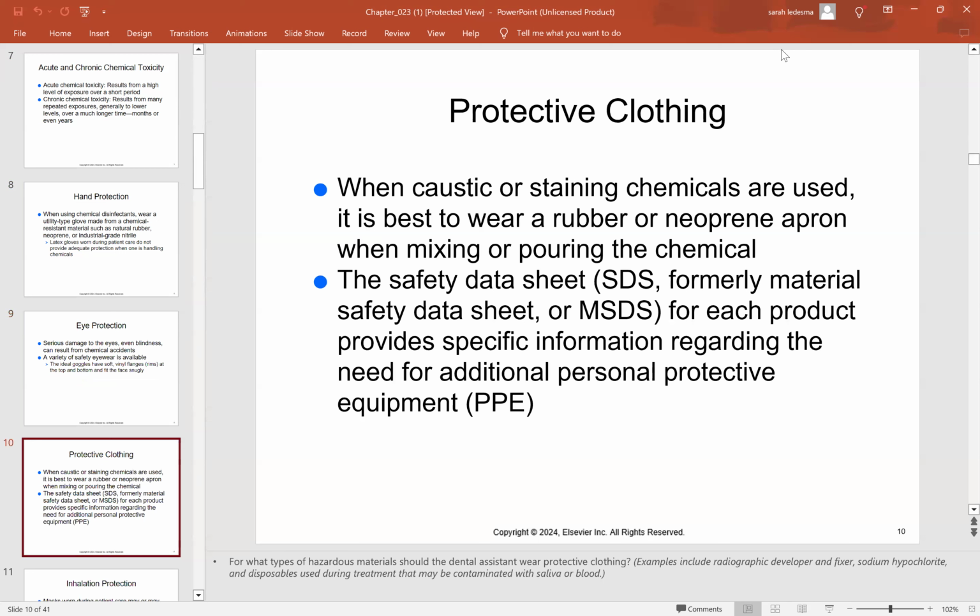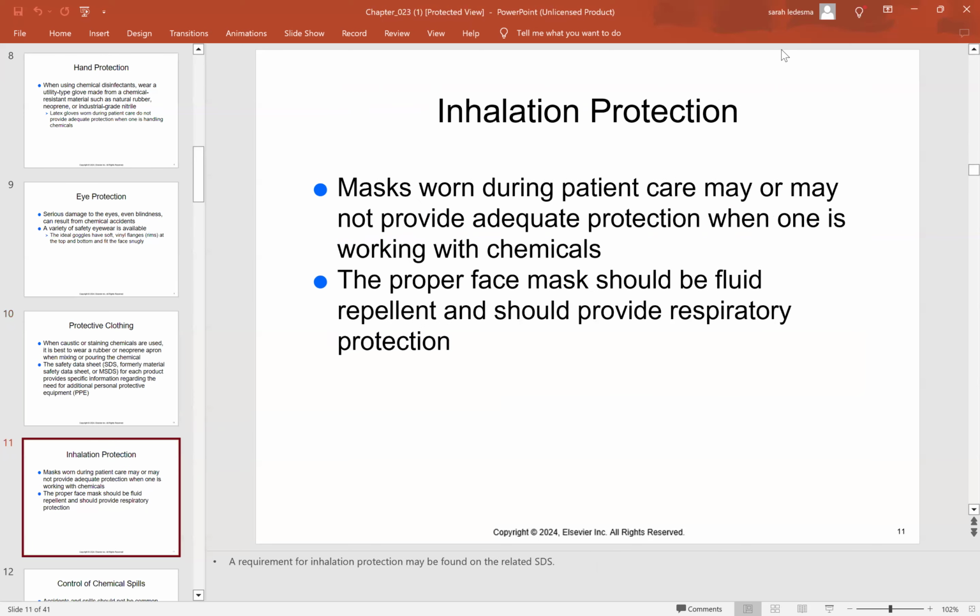And then we want to make sure that we're using the proper PPE. We should have safety data sheets for every chemical in the office. In the safety data sheet, it should spell out exactly what personal protective equipment is needed when handling the chemical. To protect against accidental inhalation, we should be wearing our mask. You want to make sure that your mask can repel fluid and should provide respiratory protection.